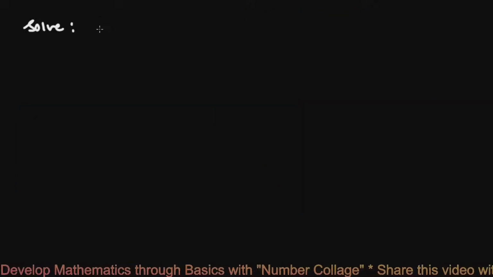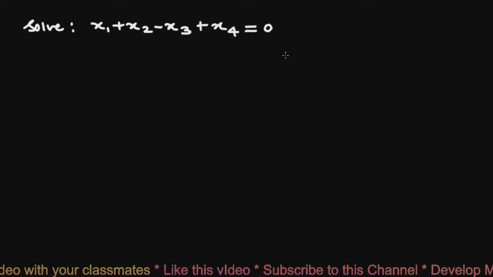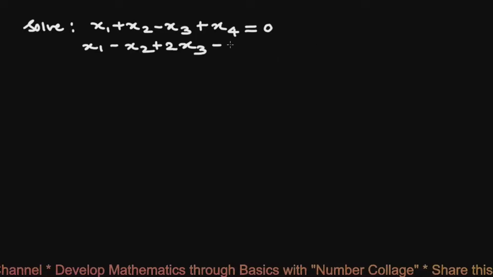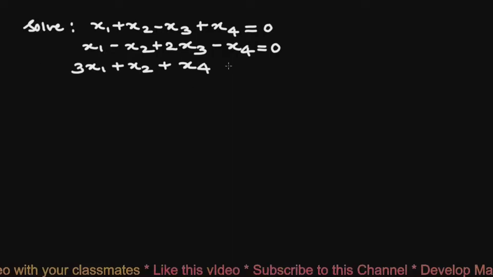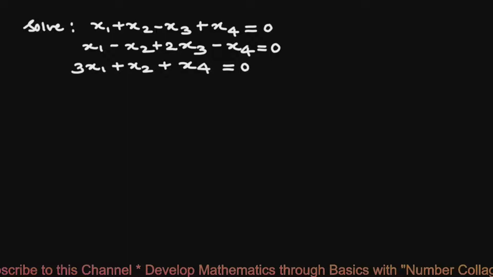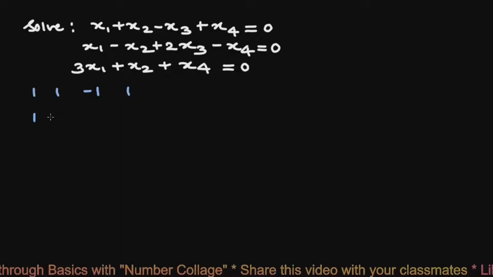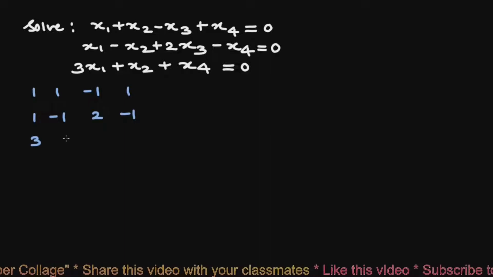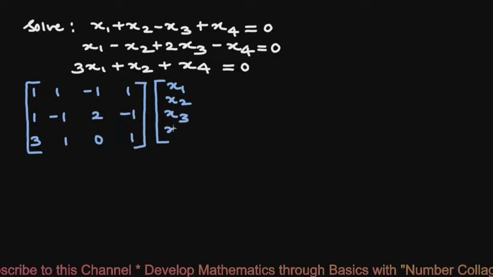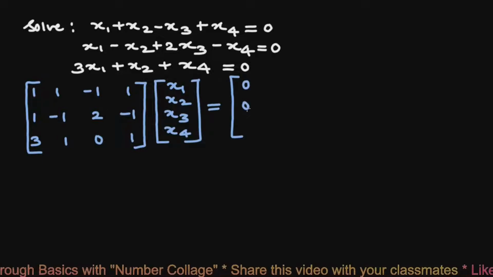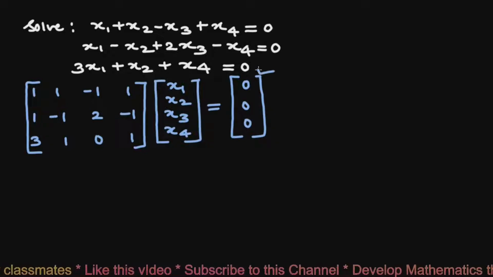Solve x1 plus x2 minus x3 plus x4 equals 0, x1 minus x2 plus 2x3 minus x4 equals 0, 3x1 plus x2 plus x4 equals 0. First we write these equations in the matrix form: 1 1 minus 1 1, 1 minus 1 2 minus 1, 3 1 0 1, into x1 x2 x3 x4 equals 0 0 0. These are homogeneous linear equations because the right hand side is all zeros.